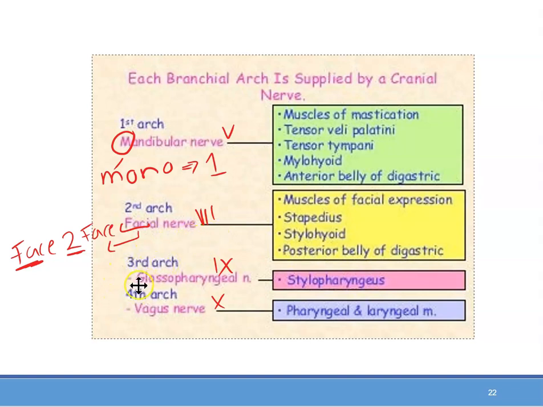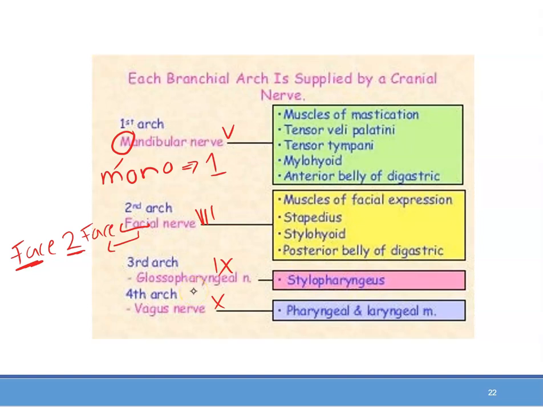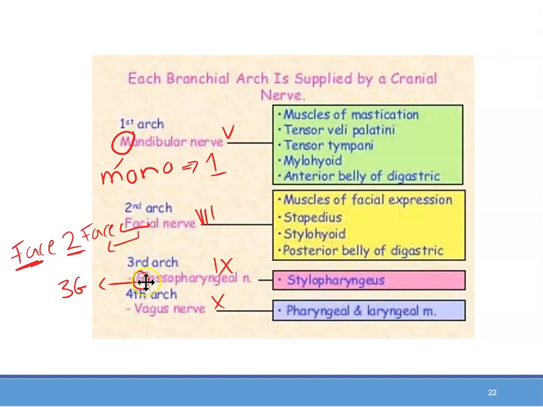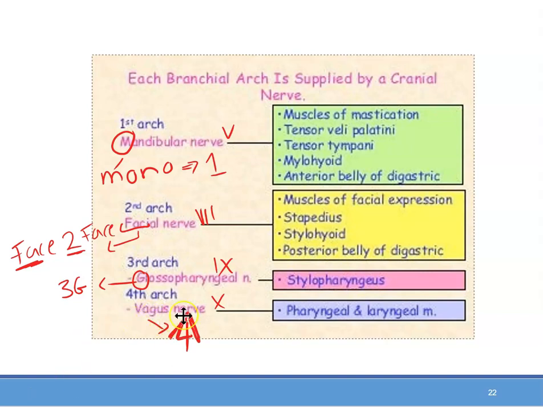The third arc is the glossopharyngeal nerve. How can we remember this? I want you to take a look at G. You know how sometimes we have a 3G network, when we're thinking about the internet on the phone? So 3G, glossopharyngeal is derived from the third arch. And the fourth arch is the vagus nerve. If I look at the number 4, I can see the letter V, an upside down V. So V for vagus, which is the 10th nerve.